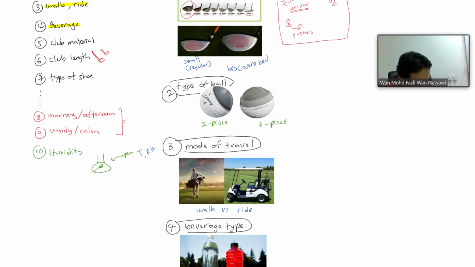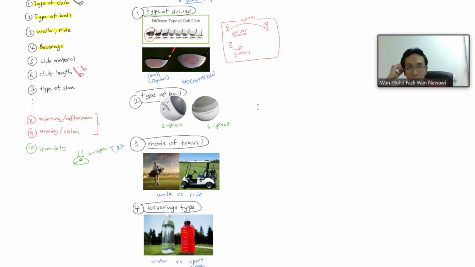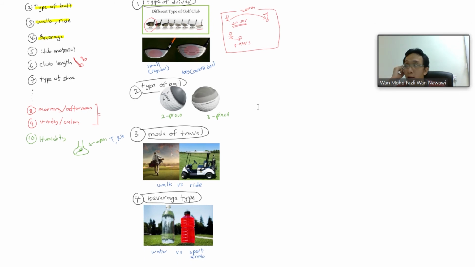Okay, so you want to test these 4 things: type of driver, type of ball, mode of travel, beverage type. If you look here, I put only 2 things for each: small or big, 2-piece or 3-piece, walk or ride, water and sport drink. This is what we call levels. You have 4 factors in total, and each factor has 2 levels.